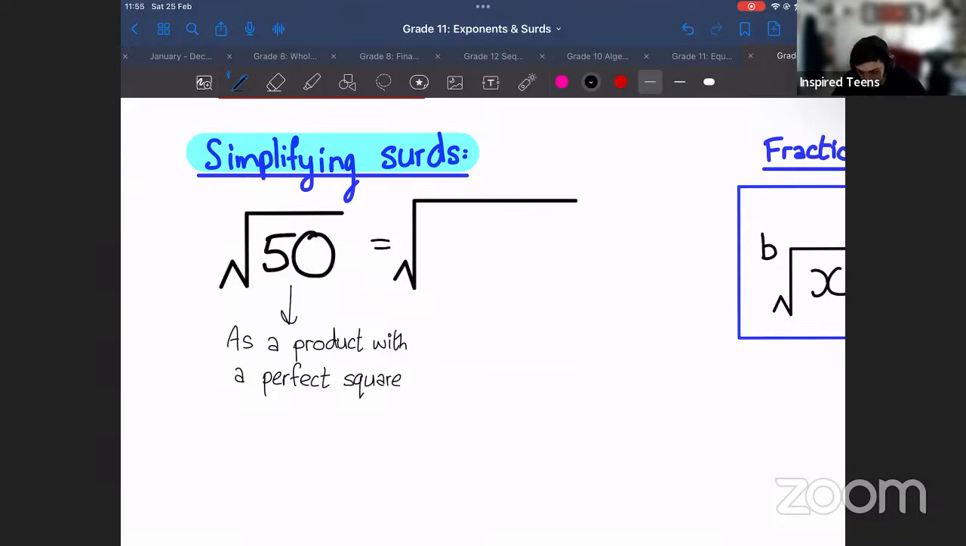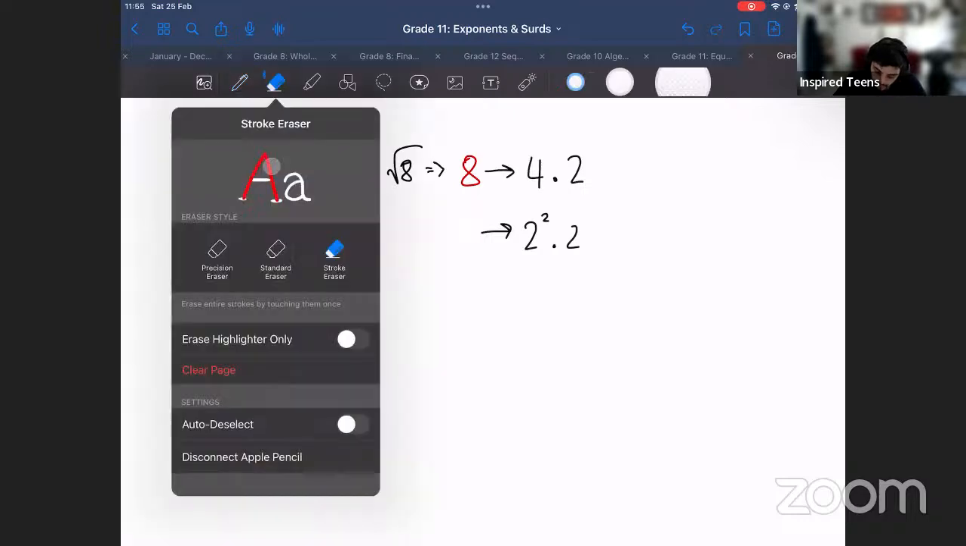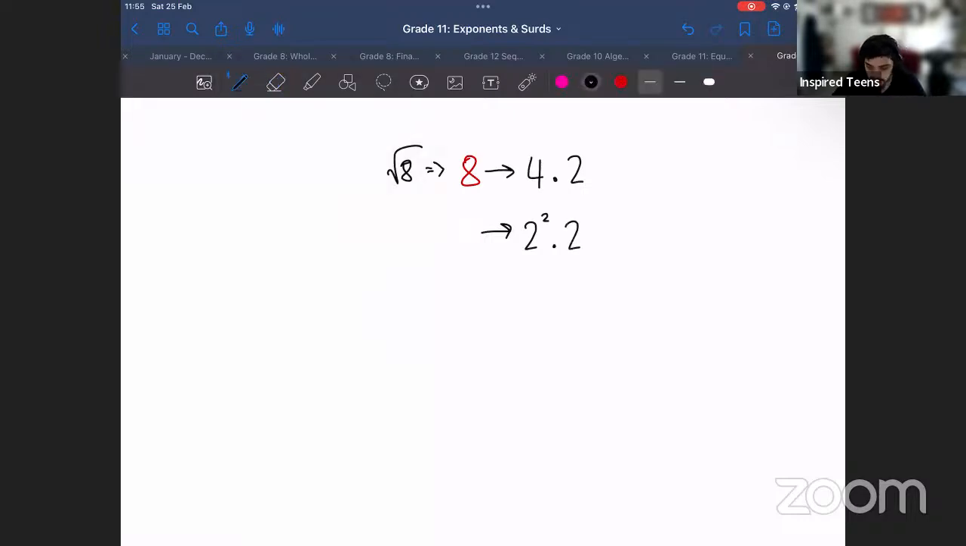So when I say multiply with a perfect square, let's consider 8. 8 is not a perfect square. However, if I consider my perfect squares 1, 4, 9, and so on, I can actually write 8 as 4 times 2. Why is it a perfect square? Because it's 2 squared times 2. So it's a perfect square times another number.